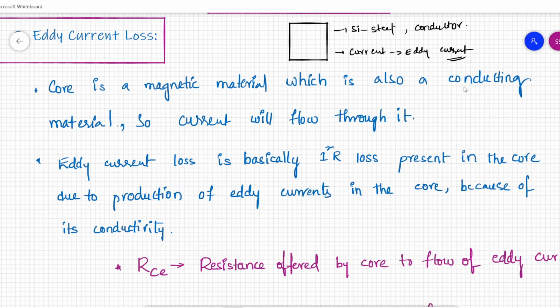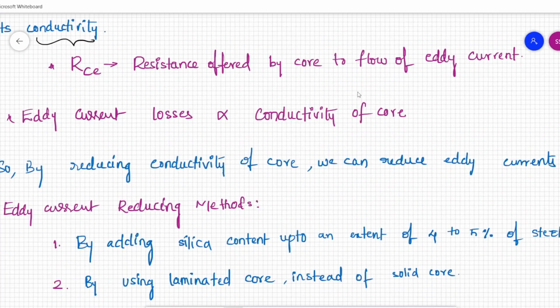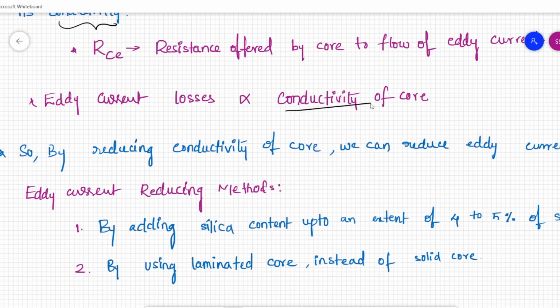The core is a magnetic material which is also a conducting material, so current will flow through it because the flux is flowing through it. This flux cuts the core material, and this phenomenon results in eddy currents. This eddy current flows through the core resistance, which is given as RC, so this is nothing but eddy current loss. Eddy current loss is basically the I square R loss present in the core due to production of eddy currents because of its conductivity. RC is called the resistance offered by the core to the flow of eddy current. Eddy current loss is proportional to the conductivity of the core, so the more the conductivity, the more the eddy current loss. So by reducing the conductivity of the core, we can reduce eddy currents.